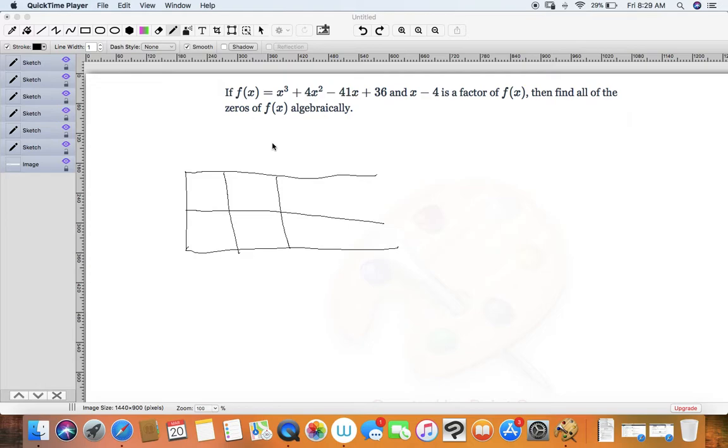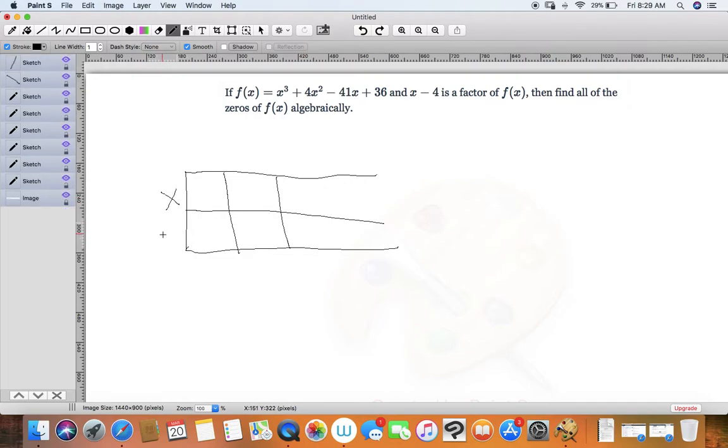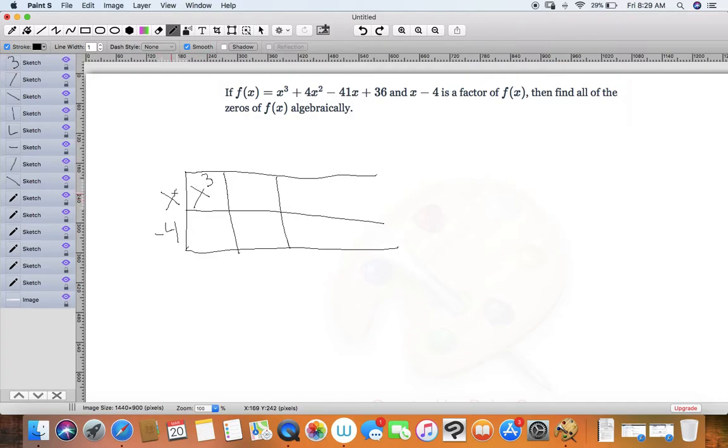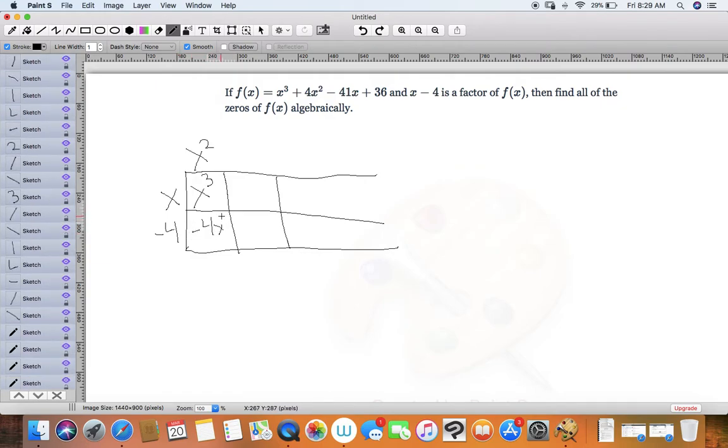So it's asking us to factor this or to find all the zeros if x minus 4 is a factor. So that's what's going to go on the outside here. And then we always start by putting our first term in the top left box. So we ask ourselves, what times x would give us x to the third? Well, we know that x squared times x gives us x to the third. And then we've got x squared times negative 4. We're going to multiply on the outside. So that gives us a negative 4x squared.